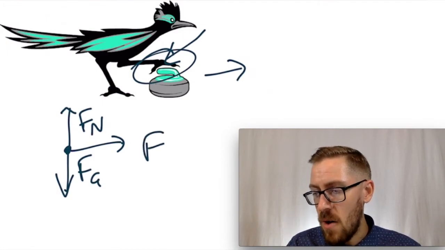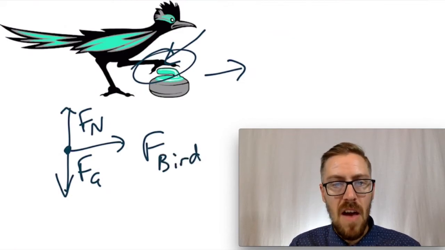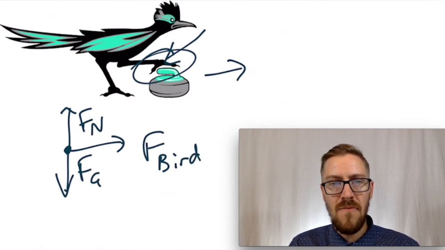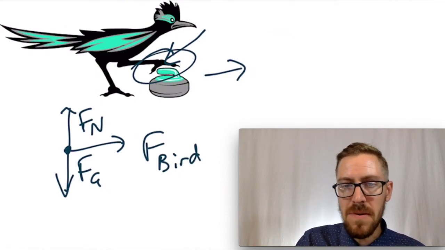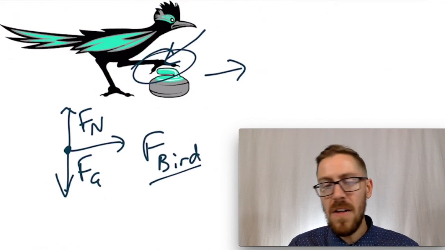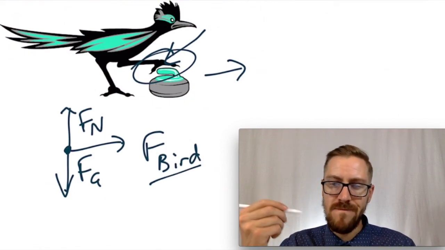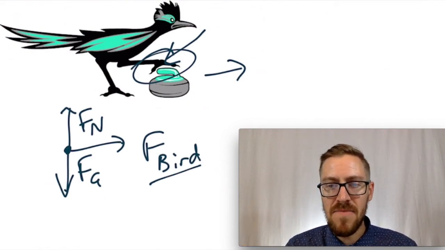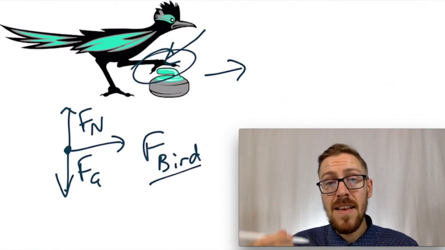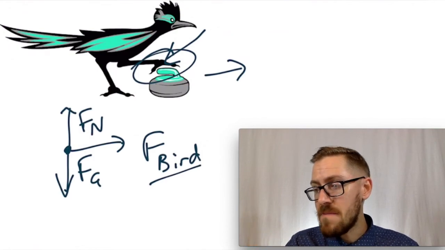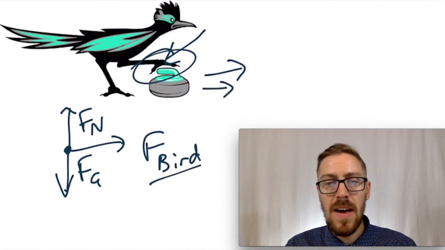So F, I would call it F bird. If you want to call it F roadrunner, F claw, F hand, maybe an F push, I would take those things. Whatever object does the pushing is what you put there in subscript. So I call that object a bird, you call it a claw, you say tomato, I say tomato. So in this case, the object would be gaining speed this way. It would be accelerating.